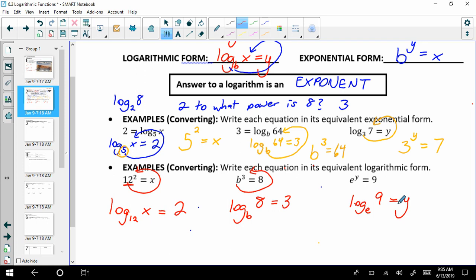And you might say, what is the purpose of going back and forth? Well, when we get to solving these, some equations are easier to solve in exponential form, and some equations are easier to work with in logarithmic form. It just depends on what we're dealing with. So it's good to know how to go back and forth.